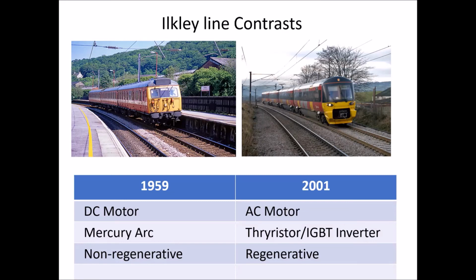They rectify the AC from the 25,000 volt single phase overhead, convert it to DC, then convert it in a transistor inverter to three-phase AC for the induction motors. And that combination can work backwards, so the train doesn't need the brakes much to slow down, it just regenerates its kinetic energy onto the supply.